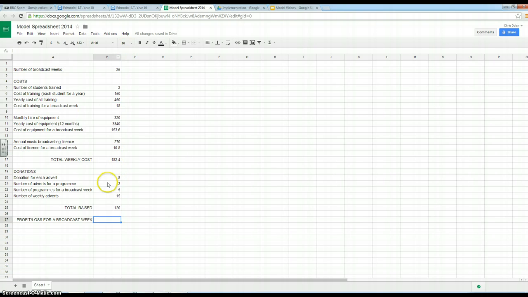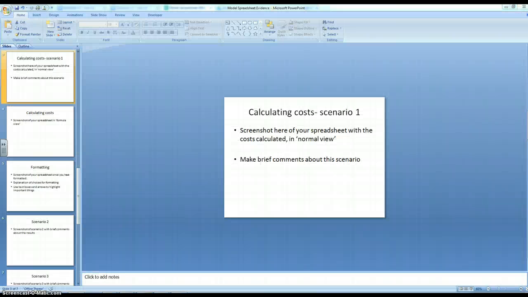And what we also need to do is work out the profit or loss for a broadcast week, which is relatively simple really. So that's equals the total raised minus the weekly cost. Which at present is giving us a loss. So what we need to do is provide evidence for that in here.